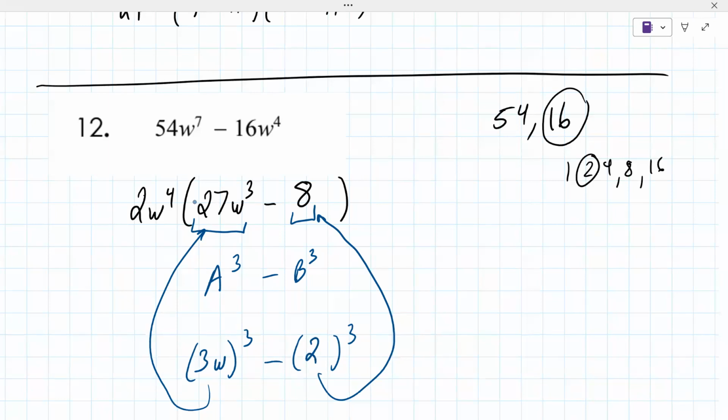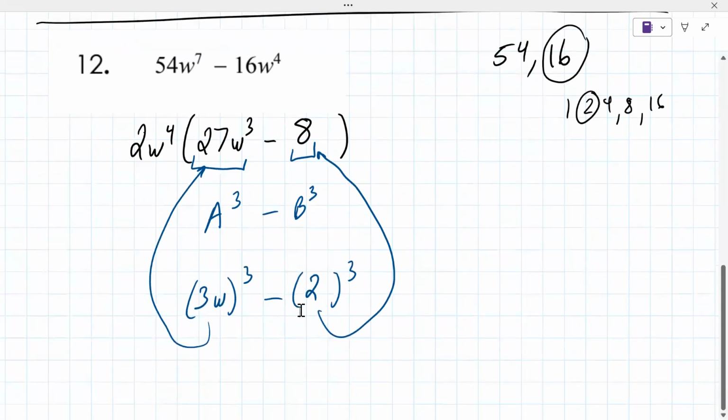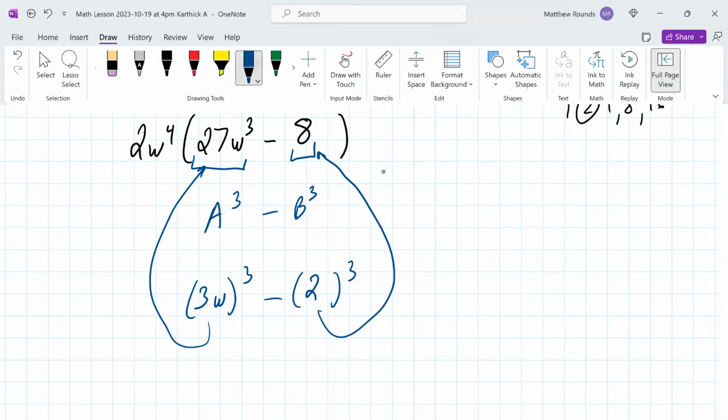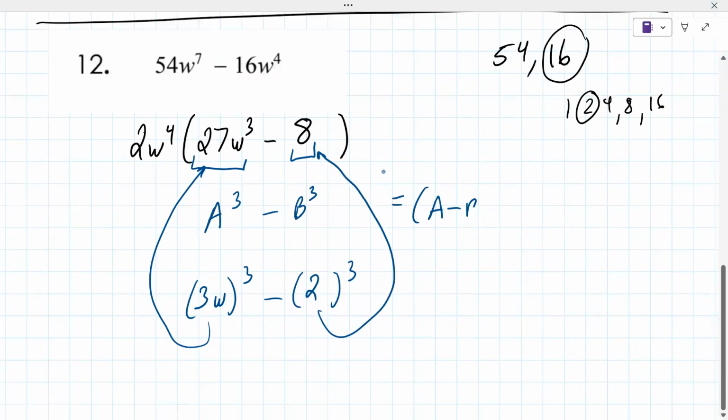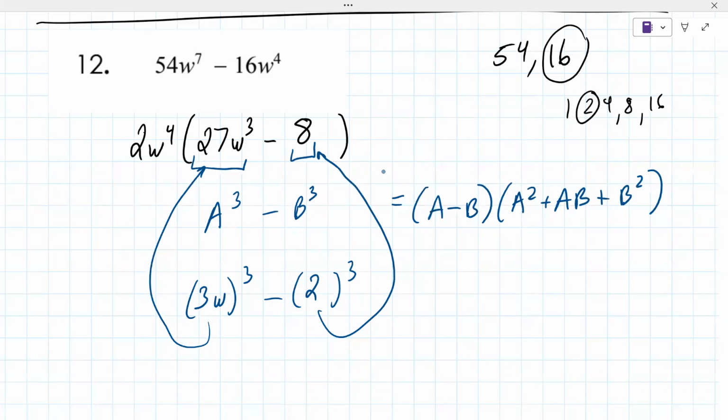It is 2 cubed. Good. So your A is 3W and your B is 2. Is that okay? Yeah. So the formula for A cubed minus B cubed is A minus B times A squared plus AB plus B squared. It's yet another thing to remember.